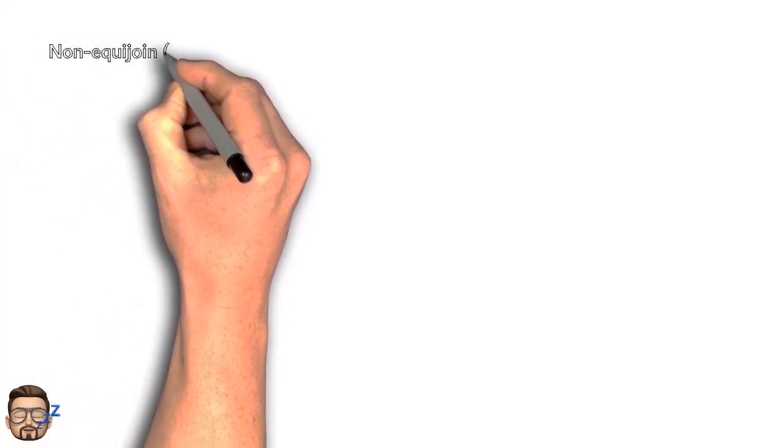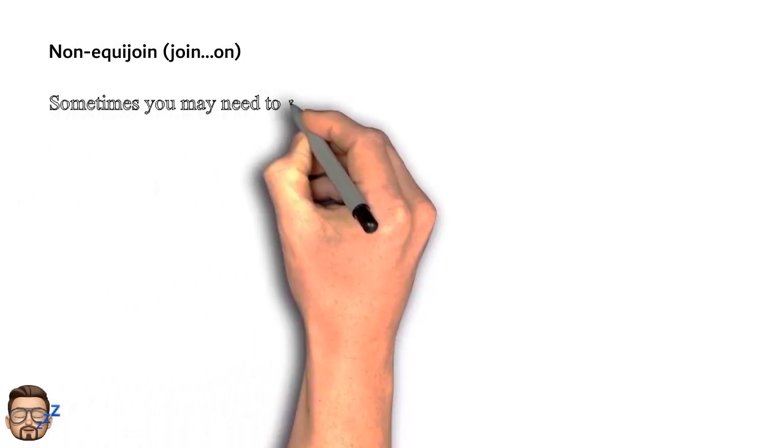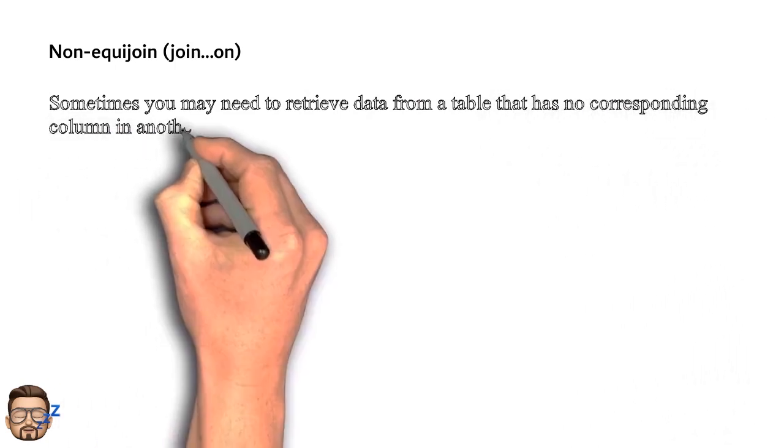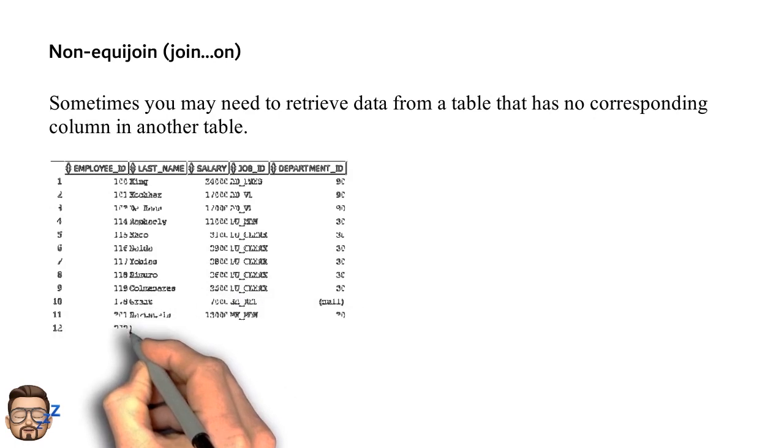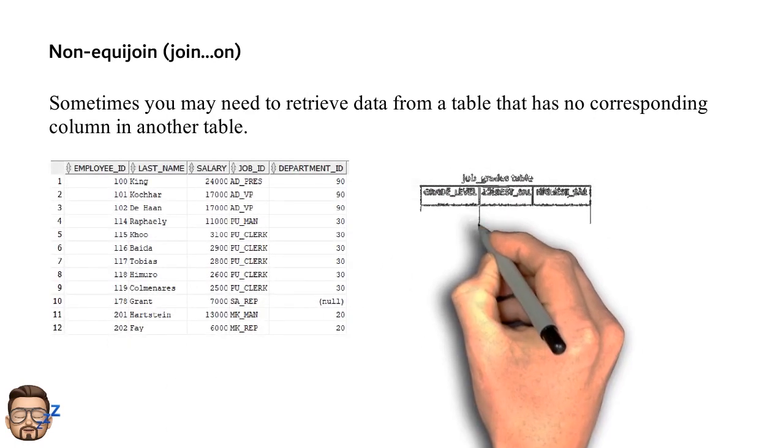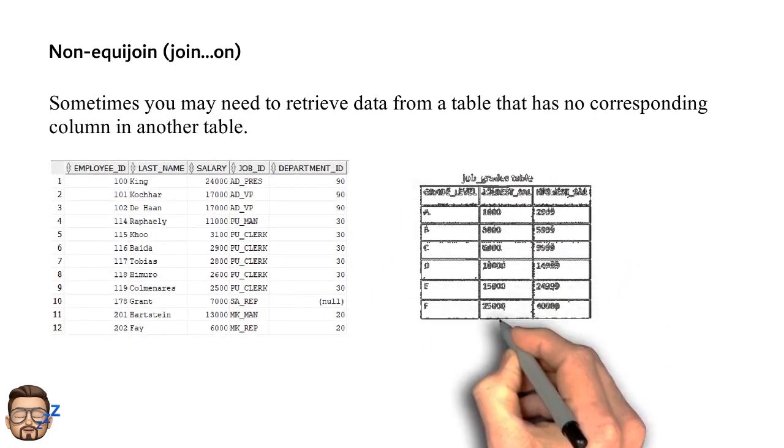Up until the last example, all of our join conditions are using the equal operator. If the equal operator is used in the join condition, that's what we call an equi-join. But there are some situations where you need to use an operator other than equal as the join condition. That's what we call a non-equi join. Let's take a look at this example.